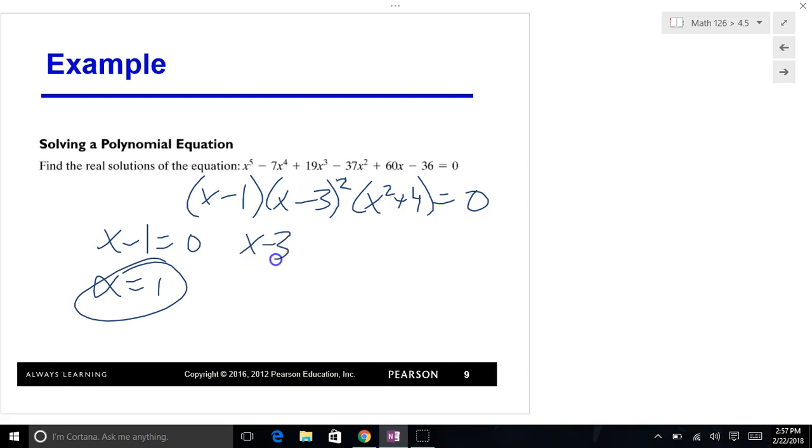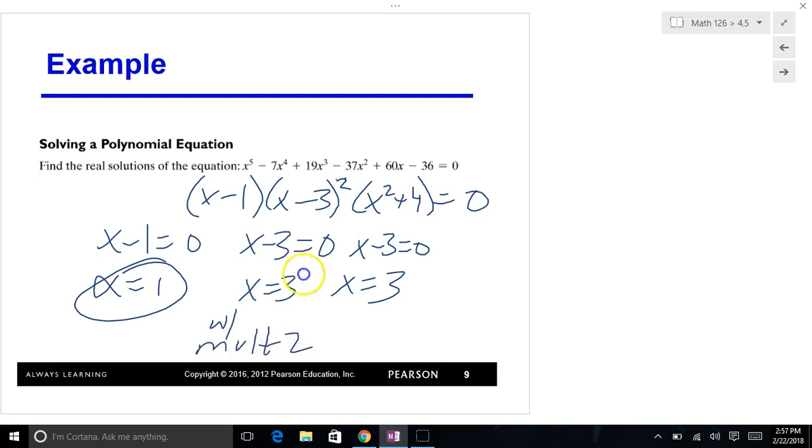You got 2 of these x minus 3s. So x minus 3 equals 0. X equals 3. And again, there were 2 of those. And so what you say is x equals 3 with multiplicity of 2. We'll get into that later, what that means. That just means you have 2 of those, an even amount. And then x squared plus 4 equals 0. Again, this one did not factor.